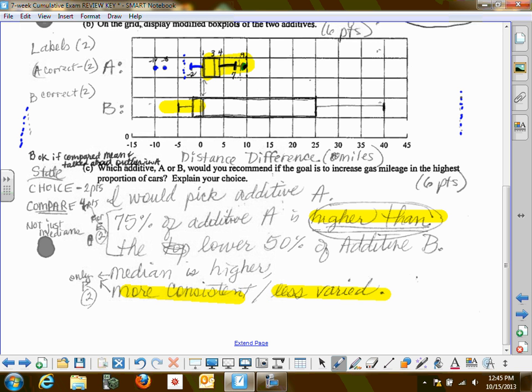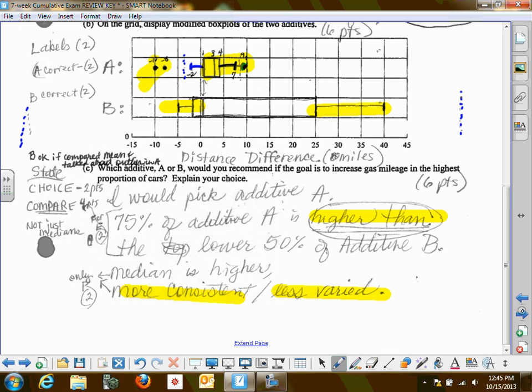Did anybody choose B? Yeah. And what was your case? Yeah, you had some higher values. I mean, this one's a lot higher than this one. And A also had some of the lowest ones. Okay, so if you used comparative language and you made a choice, then you got your credit for that part. Okay, so that's that one.